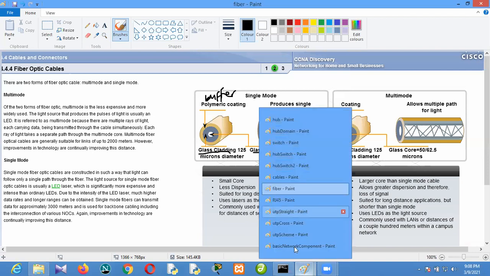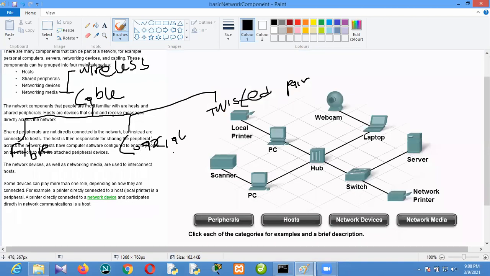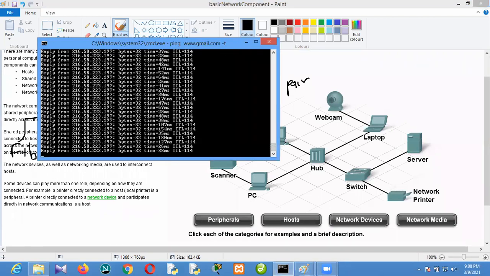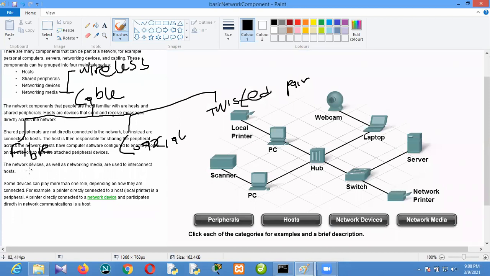Back to this. Fiber. Can you hear me? I hear you. Okay. Now just know that fiber uses light as a means of propagating data, while these two use electrical characteristics, electrical impulse, to propagate data. This one uses light.